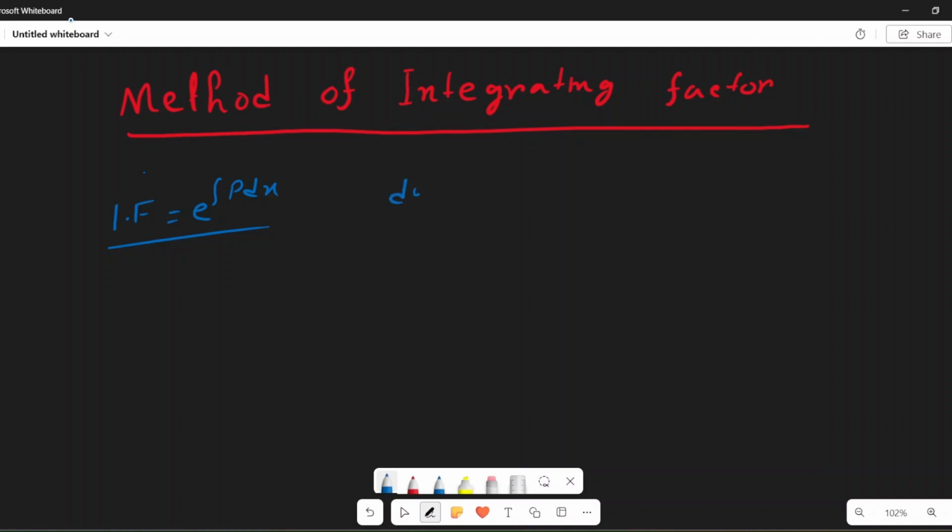Let's go to the general form of a linear differential equation, dy/dx plus p(x) y equals f(x). This is the general form of a linear differential equation. Now we have to solve it by using the integrating factor. We have that the integrating factor is e to the power integration of p dx. To solve this, we multiply this integrating factor on both sides, so that we get something integrable.